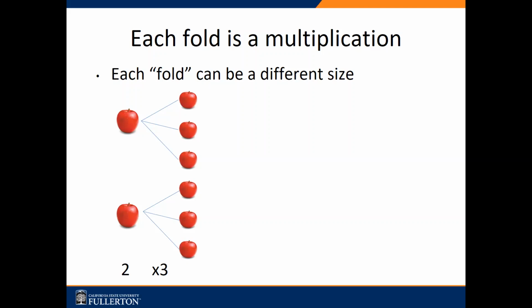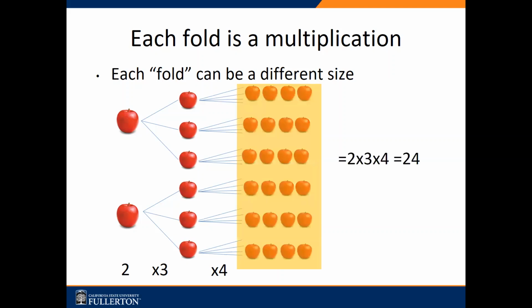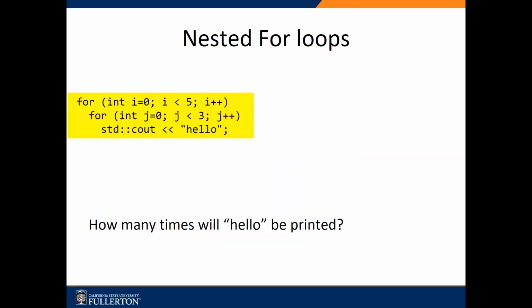Now, let's say each of these 6 apples in turn creates 4 more apples. So now I need to multiply by 4 to get a total of 2 times 3 times 4, which is 24. So the idea of folding appears in many places in computer science, except that we are not going to be counting actual physical objects like apples. For example, if we can count how many steps some piece of code takes, we can estimate its time complexity. So we'll next go over a few such computer science applications.